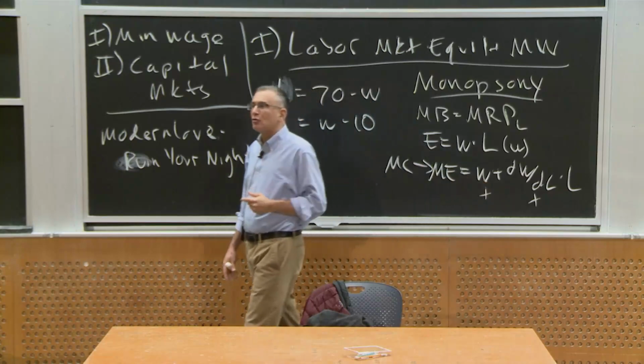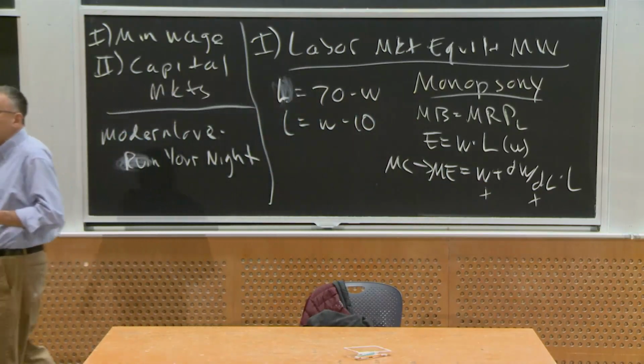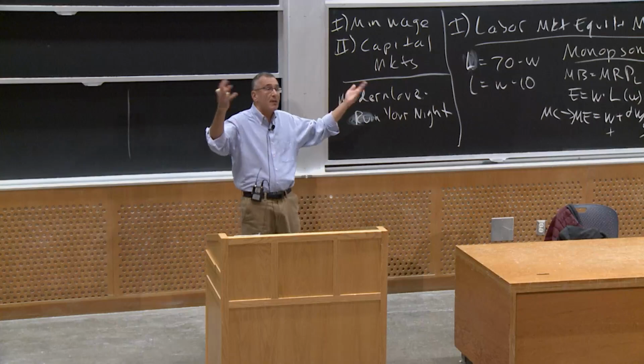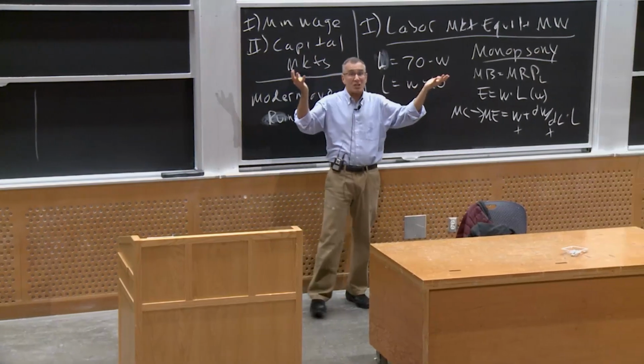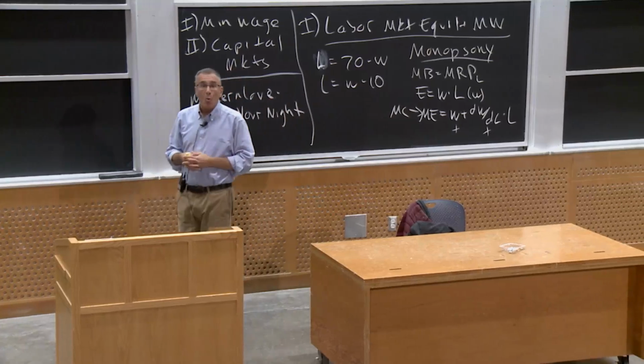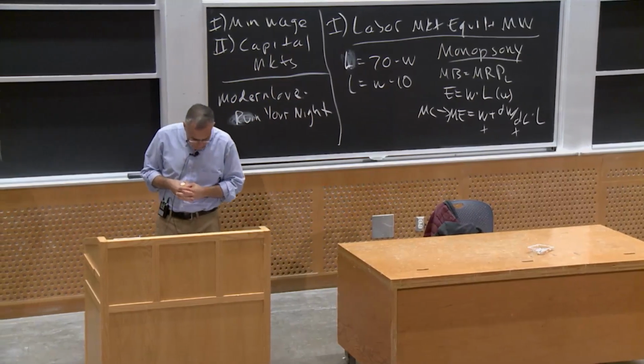Why? Because I can't wage discriminate. And it sort of makes sense. If I want to expand the number of workers, once again, I think it's much more intuitive than the monopoly case. If I want more workers, I've got to raise the wage. Okay? Why was this not an issue for the perfectly competitive firm?